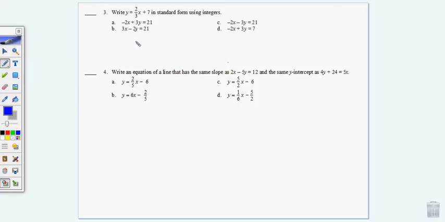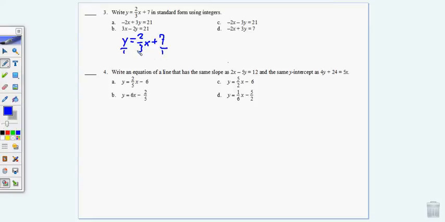To start with number 3, we have y equals 2 over 3x plus 7. Now the goal here is to put it into standard form. If you remember, standard form is where we have x and y on the same side of the equation and we have no fractions. We only have whole numbers. So first, it might be easier to start with getting rid of this fraction. Right now we have 2 over 3, y over 1, and 7 over 1.